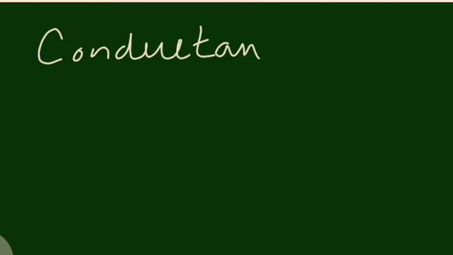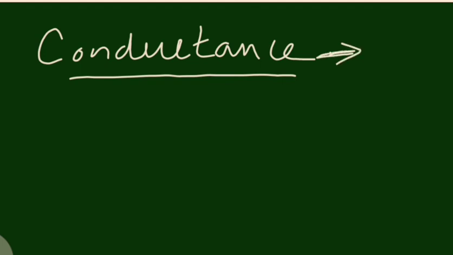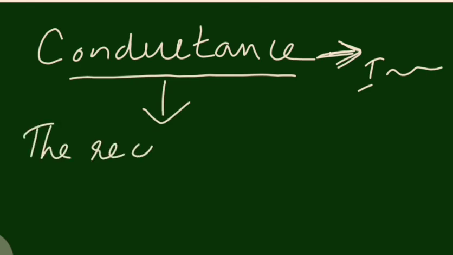Now the last topic of the section is conductance. So conductance, it is actually the opposite of resistance. That means resisting means to oppose. Conductance means to conduct, or to make the flow of current easy. That is conductance. So simply we can define conductance as the reciprocal of resistance.